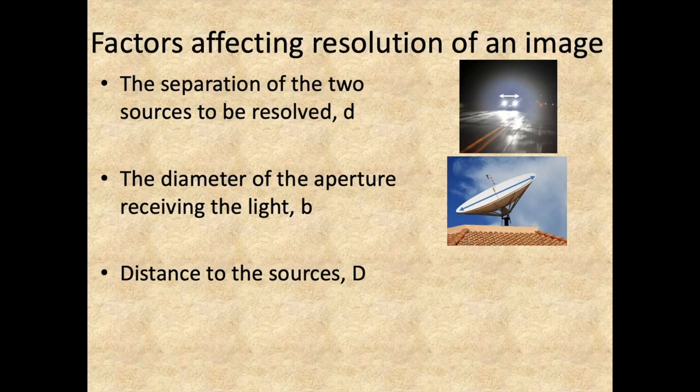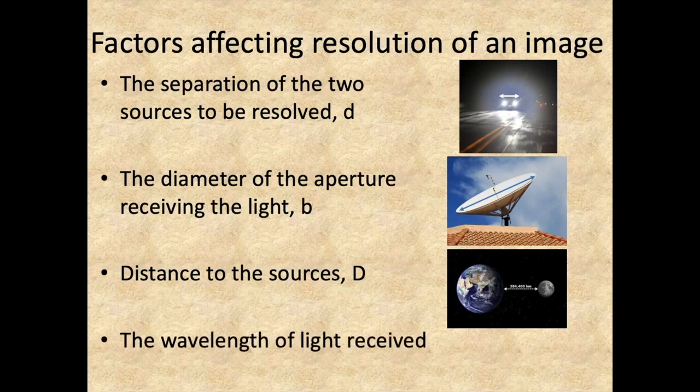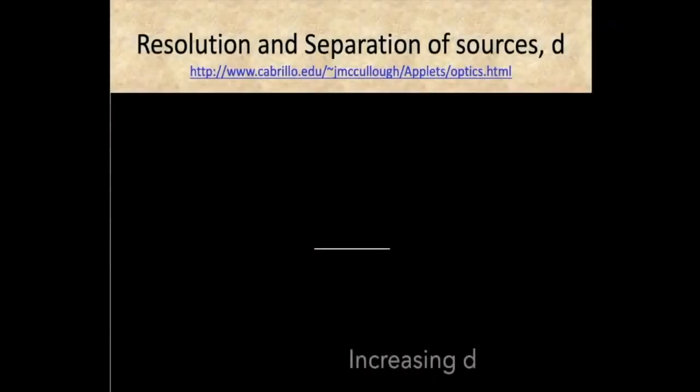Another factor is the distance measured to the sources from the receiver. For example, Earth-Moon distance if we are observing the moon with a satellite. And the last factor is the wavelength of the light that is received. We're going to discuss each of these one by one to see how they impact image quality. The first factor we're looking at is the separation of the two sources, lowercase d.